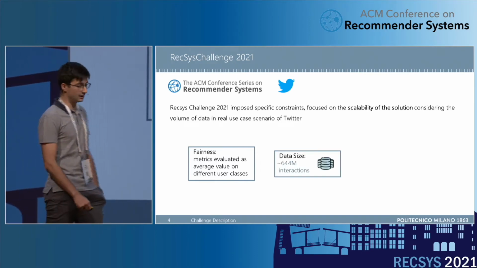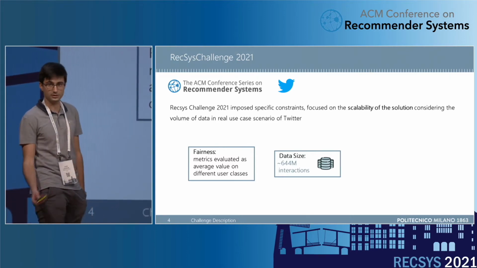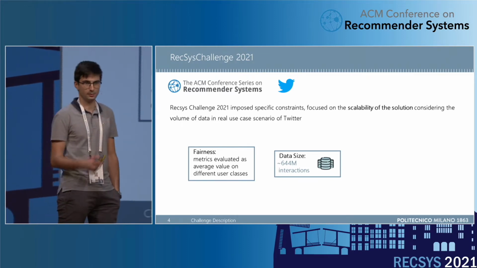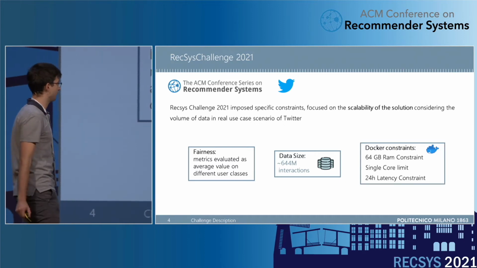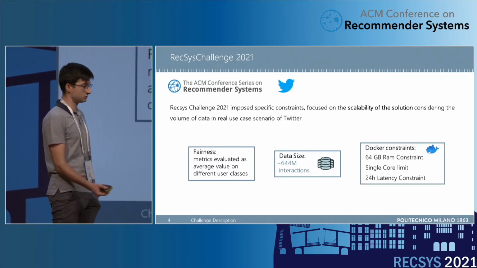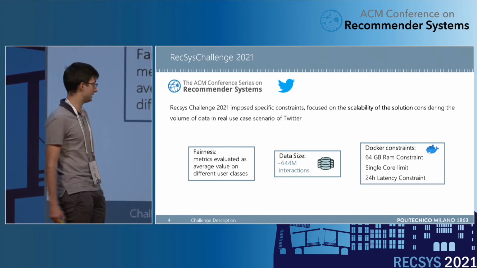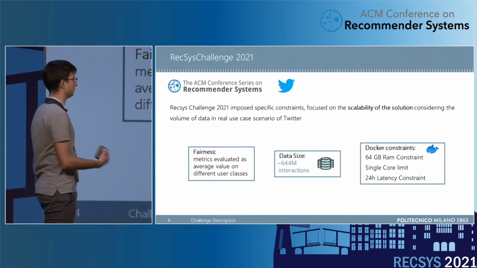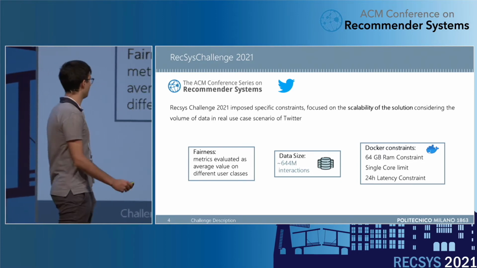Moreover, the great amount of data available, up to 644 million interactions, meant that our solution and our pipelines had to be scalable to this amount of data. And moreover, our model had to be deployed on a resource-constrained machine offered to us by the challenge organizers. And this meant that our models had to be lightweight in order to perform inference in a fast enough time.